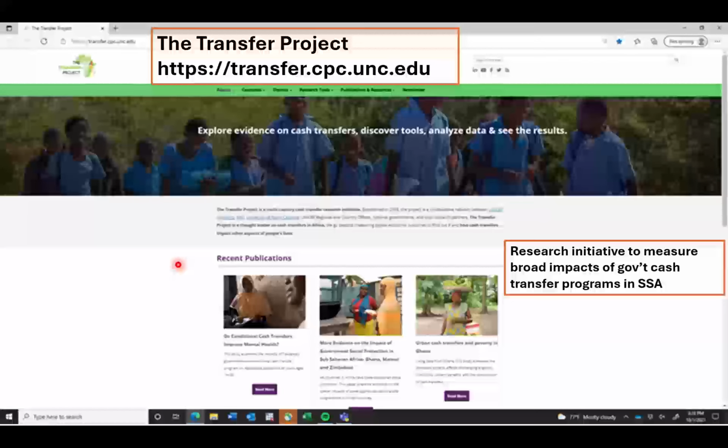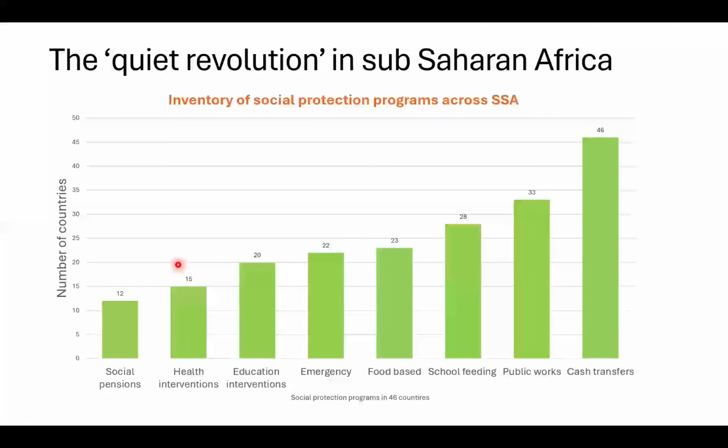Now, the other thing is that this research collaboration is with obviously UNC here at CPC, but it's really led by UNICEF, who are the main development partners in this area in Africa. And then the FAO is also a key partner of ours because they come in on the productive side of things. So you can look at more stuff on the website.